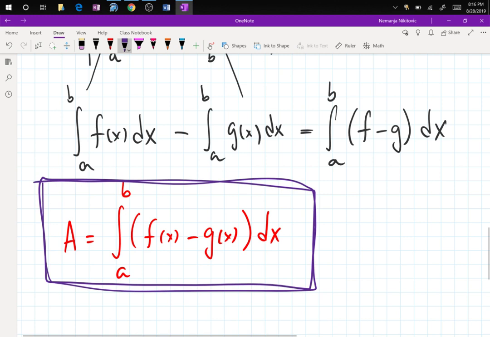This is going to be the area between two curves where f of x is on top and g of x is on the bottom. So top minus bottom. And you guys have your first formula to calculate things. So now, armed with this formula, I'm going to go back to the problem I have up there and calculate.